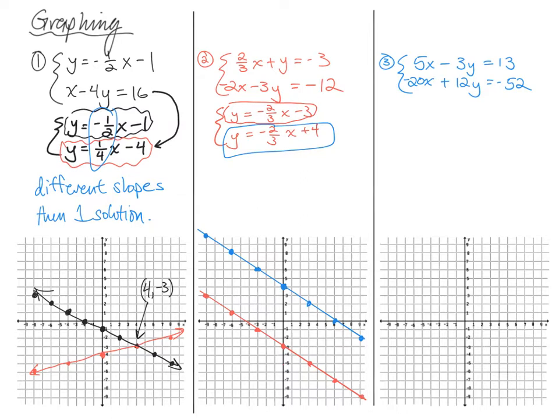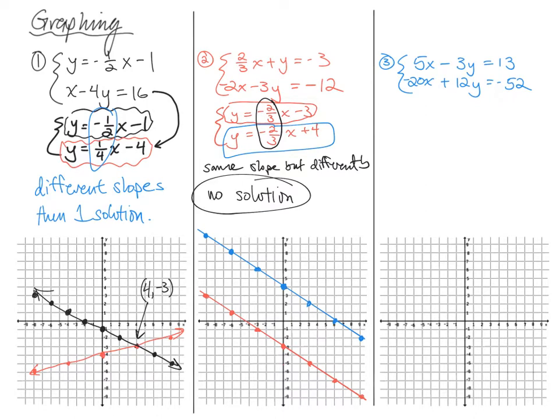So one way you can look here is if they have the same slope but different b values, different y-intercepts, there will be no solution. And that's the answer when you have parallel lines with different y-intercepts.